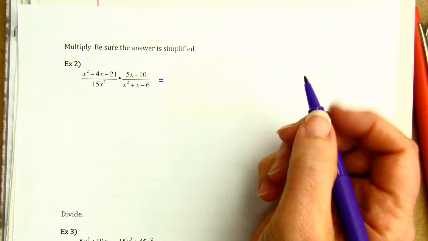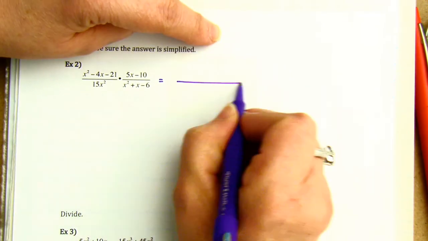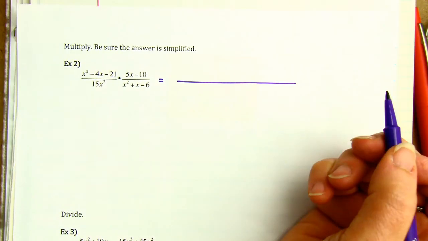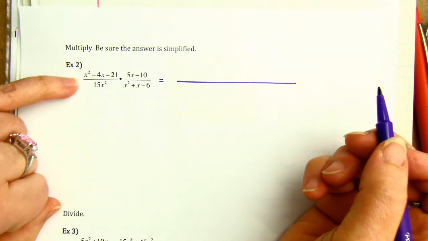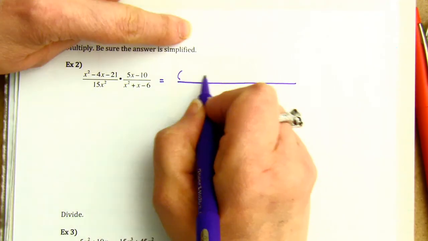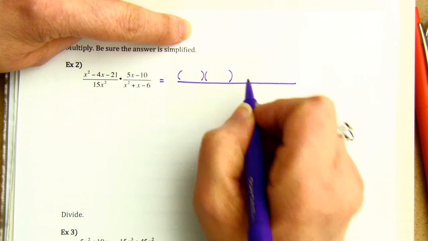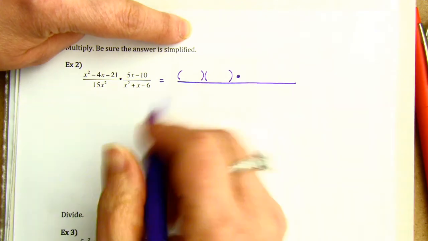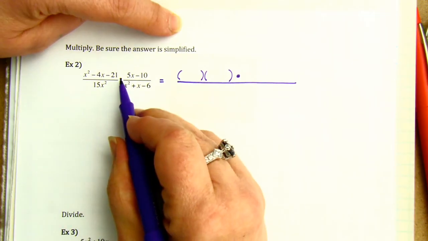Trinomial. This trinomial will factor. I like to write a really big, long division symbol. I'm going to factor this. A is 1, so it's easy. I like to put the big dot because that big dot represents this dot.